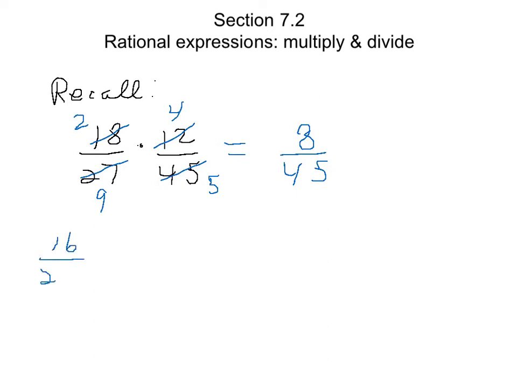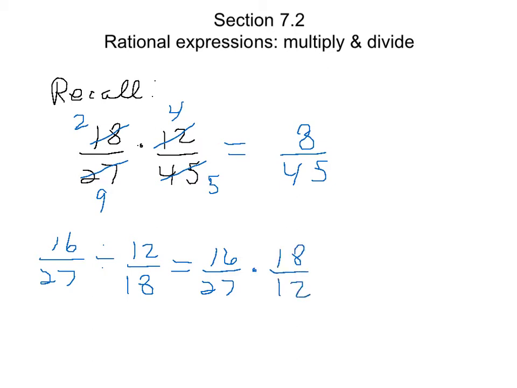How about division? If we have 16 over 27 divided by 12 over 18, do you remember what the first step always is? Hopefully you do. It's 16 over 27 times the reciprocal, 18 over 12. And now we do the same kind of thing. Let's use 4. So 4 goes into 16, 4. 4 goes into 12, 3. 9 goes into 18, 2. 9 goes into 27, 3. And so this simplifies to 8 over 9.